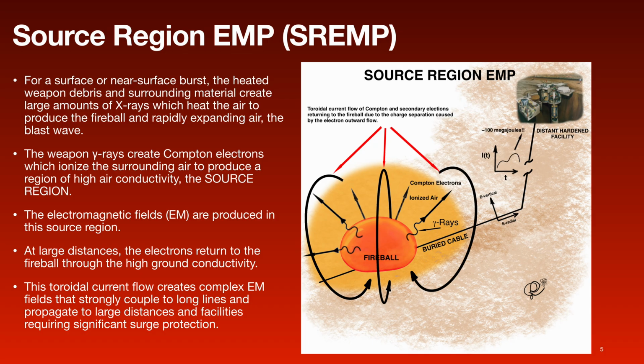The radial E field can couple to long power and communication cables as shown in the figure. The resulting large currents can propagate to distant facilities. Significant surge protection at the facility is required to mitigate the effects of these large currents. This is important even for national defense facilities hardened against the blast wave.